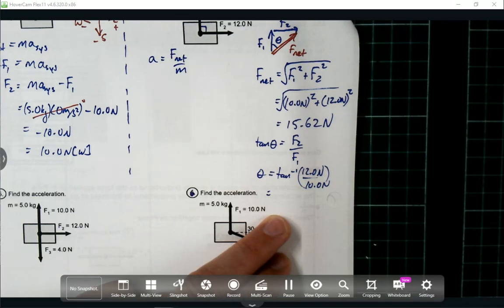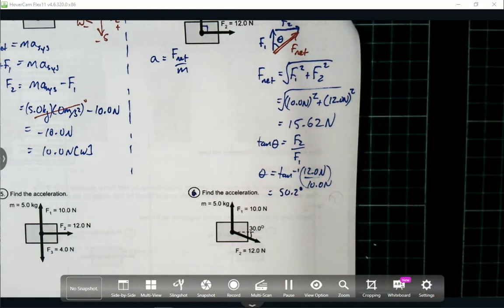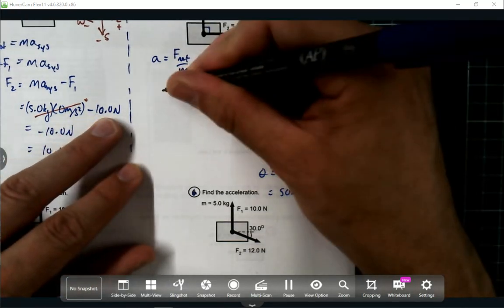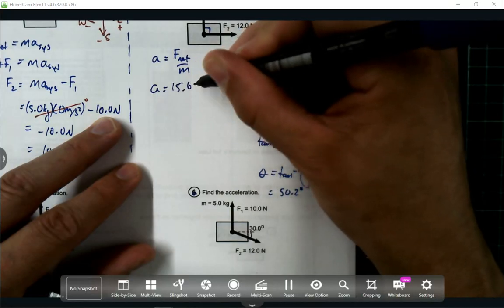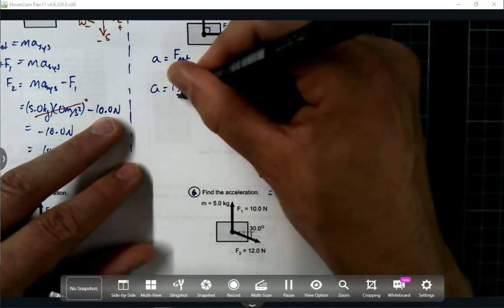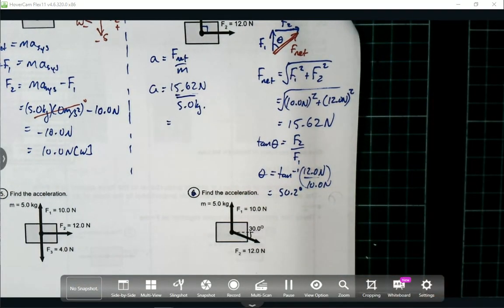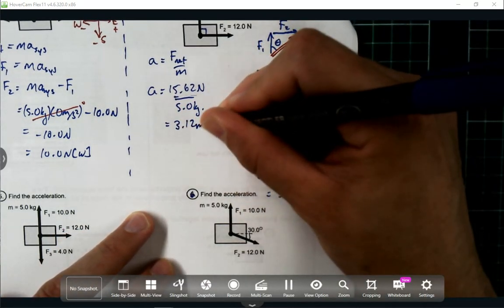People with calculators? Okay. So 50.2 degrees. Then I go back and say, I think I got my leg work done. I've done the hard business. I can find my acceleration now. My F net, the magnitude, was 15.62 newtons. The mass was 5.0 kilograms. And 15.62 divided by 5, just eyeballing it, it's going to be in the neighborhood of 3. Again, my notes say 3.12. Does that sound about right to you folks? Okay. So 3.12 meters per second squared.